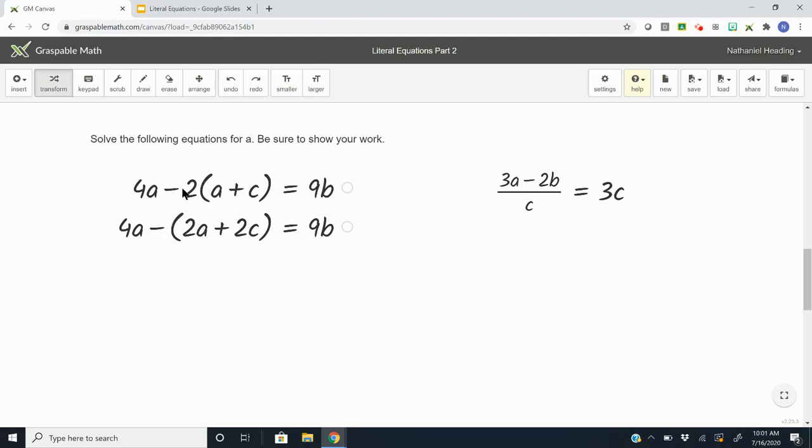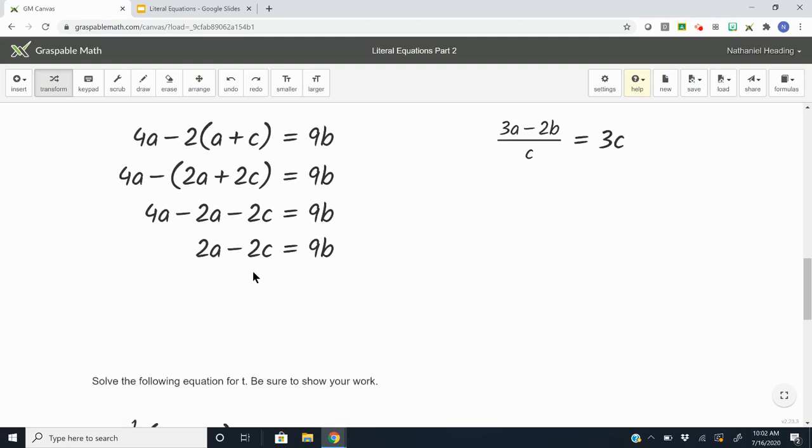If we were doing this by hand, we would multiply by negative 2 and save us a little bit of work. So I've already gone ahead and distributed my negative 2. Next, I see here that I have multiple A's. And if my goal is to get A by itself, I'm going to have to combine these. So let's combine these two, and I get 2A.